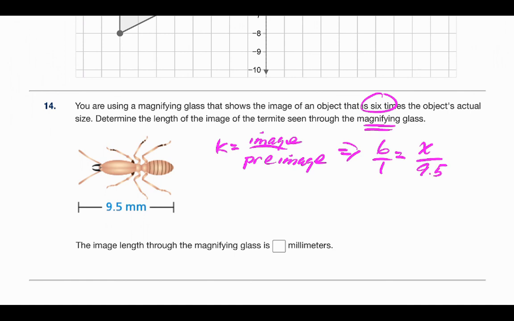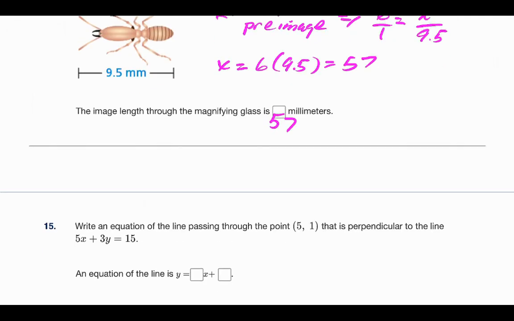If you look at it, we can again take our cross products. I know a lot of you said, oh, hey, why don't I just multiply it by 6? Well, isn't that what I'm doing? 6 times 9.5 is equal to 1x. So x is equal to 6 times 9.5, which will give you 57 millimeters. That would be 57 there.